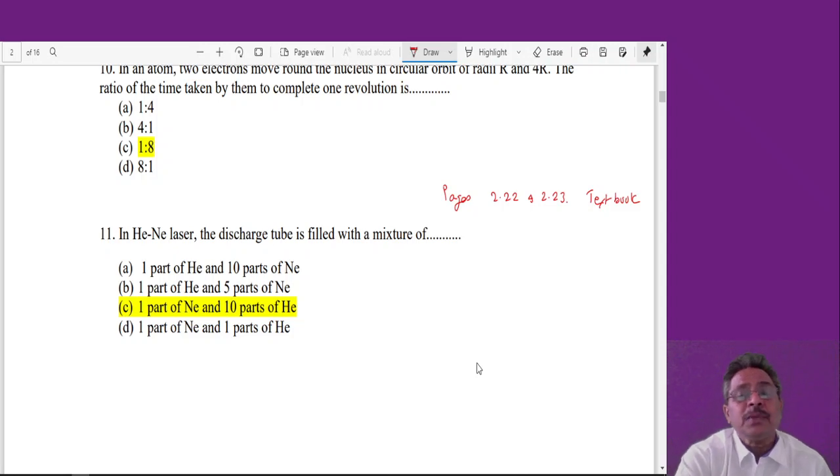In helium neon laser the discharge tube is filled with the mixture of. So this is a gas at a very low pressure. That is around 1 mm of Hg. So what does this 1 mm of Hg mean? Mercury. That is 1 mm of Hg.